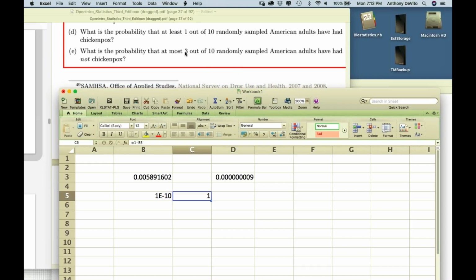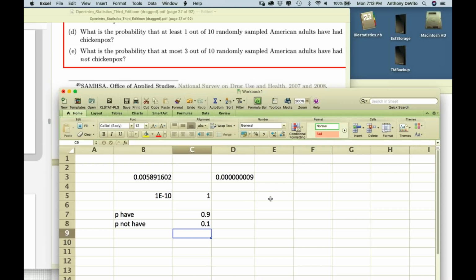What's the probability that at most 3 out of 10 randomly sampled American adults would have not had chickenpox? Okay, so the probability that you have chickenpox is equal to 0.9. What's the probability you didn't have it? That's going to be equal to 0.1, right? The probability you've had it is 90%, and the probability you haven't is 10%.